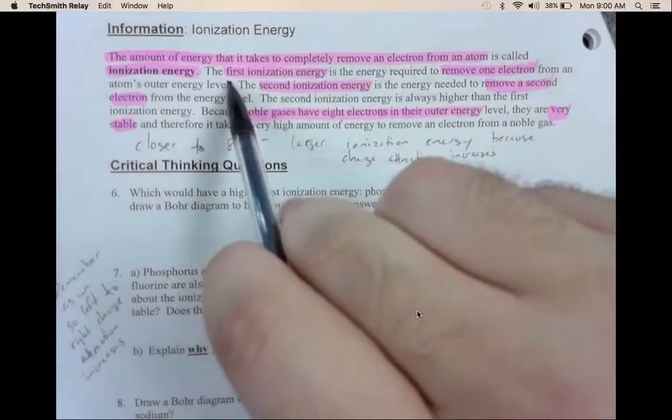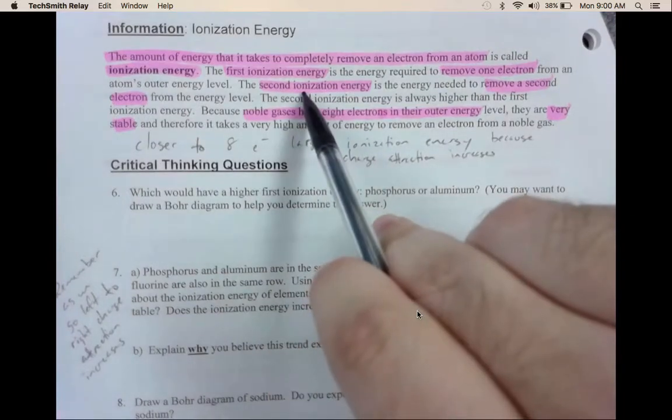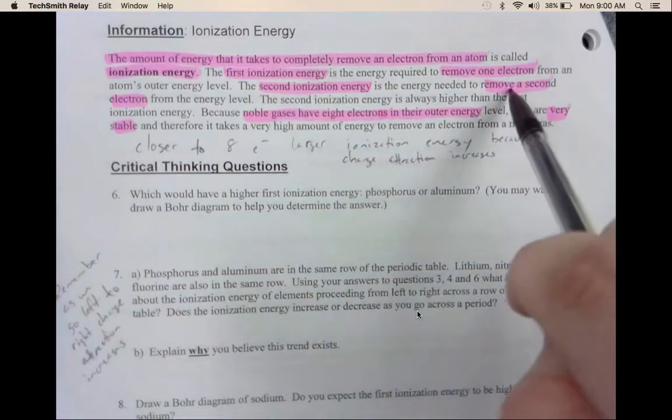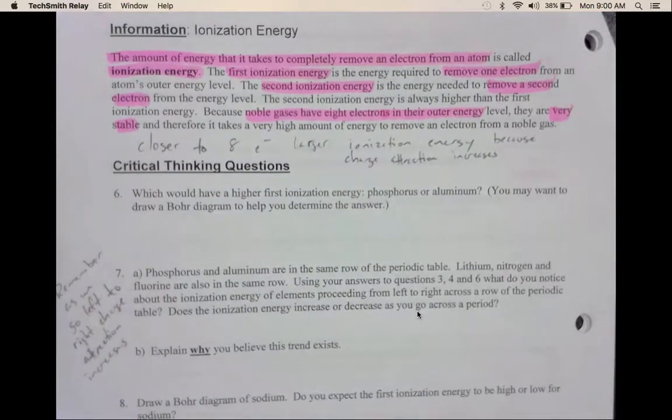The first ionization energy is the amount of energy to remove one electron. The second ionization energy is the amount of energy needed to remove a second electron. And then on your vocab sheet, you have N ionization energy. Remember, N is a variable, so it can be any number. If N is 8, then it's the amount of energy it takes to remove the 8th electron. If N is 100, it's the energy to remove the 100th electron. So remember, N can be any number.